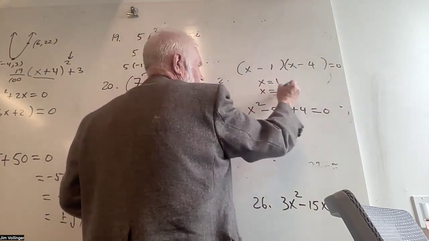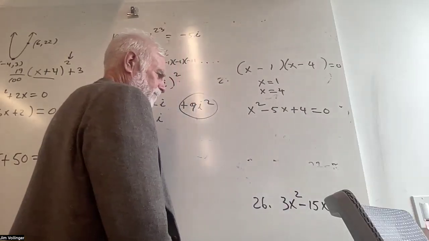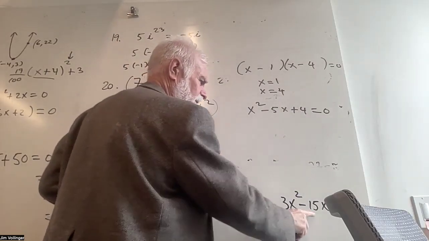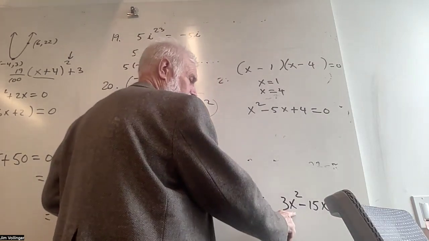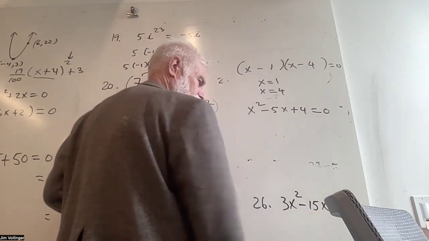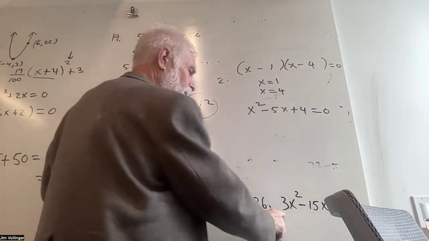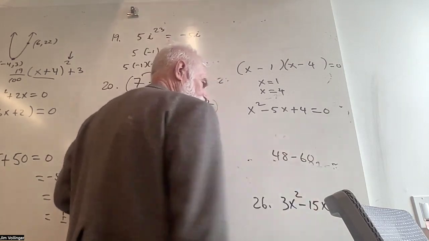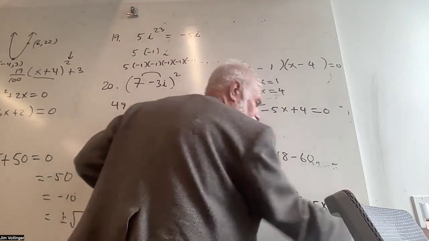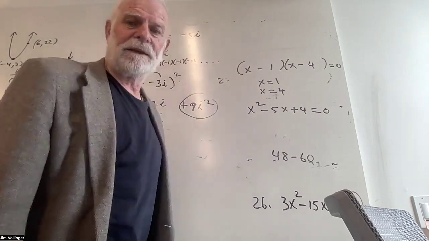1 and 4. Let's check it out. Put 1 in. 3 minus 15. Oh, that's negative 12. Let's put 4 in there. 48 minus 40. What did I say? 4? Oh, 48 minus 60. 48 minus 60. I wish I could figure out what that is. Oh, yes, minus 12. Seems like it worked.